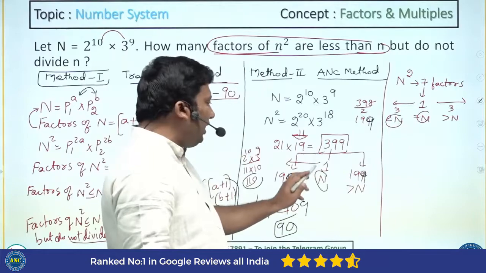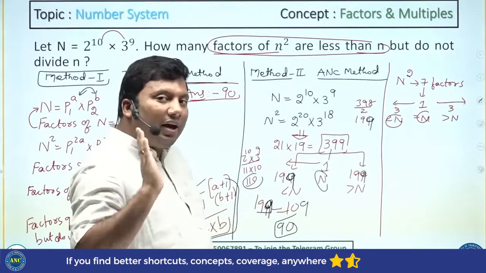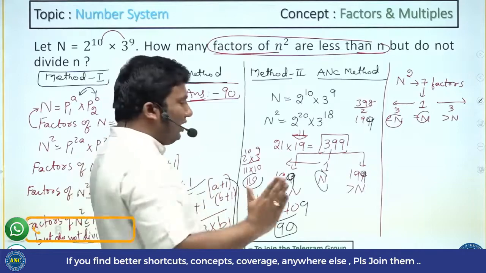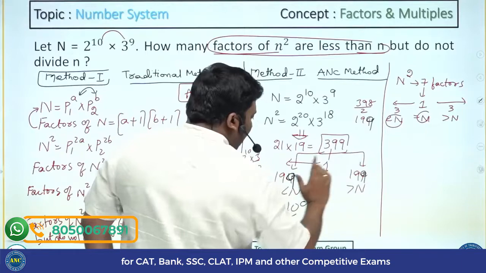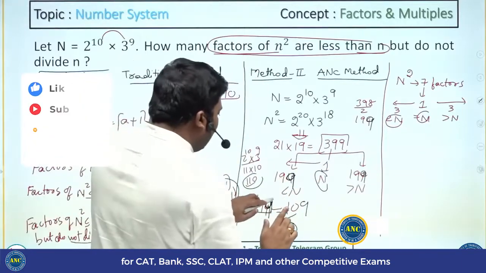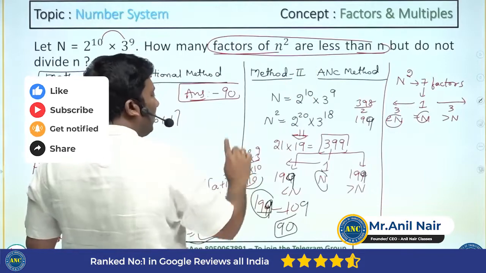One factor will be equivalent to n. Of the 399, one will be equivalent to n. Remaining how many are there? 398. 199 will be less than n, and 199 will be greater than n. So it is 199 less than n, but do not divide n.